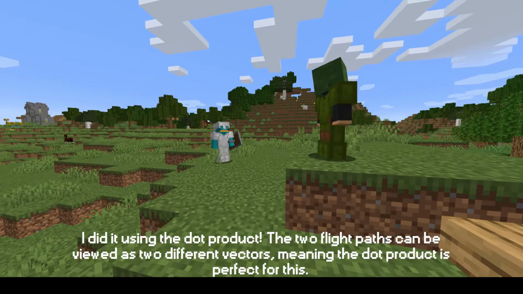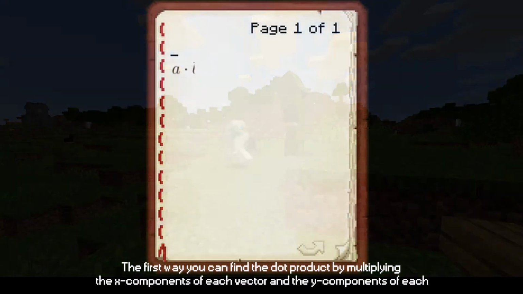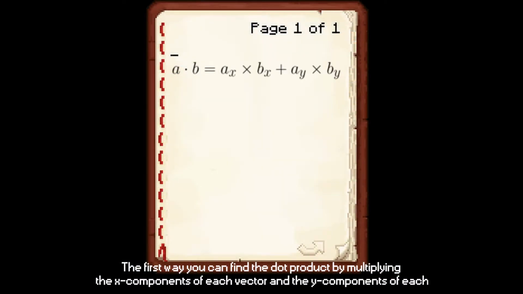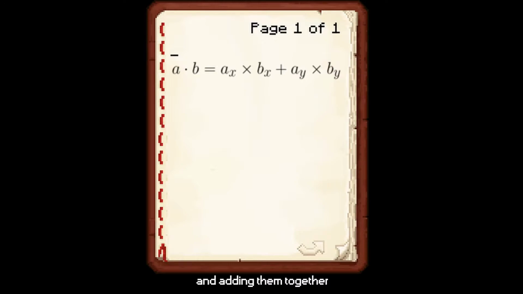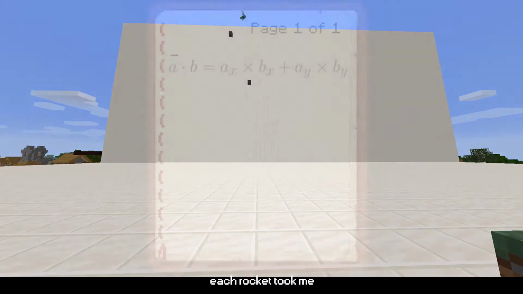The two flight paths can be viewed as two different vectors, meaning the dot product is perfect for this. The first way you can find the dot product is by multiplying the x components of each vector and the y components of each vector and adding them together. As you can see, I placed a block to mark the point where each rocket took me.